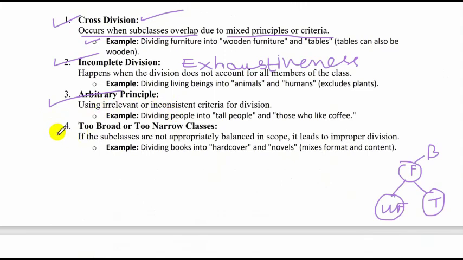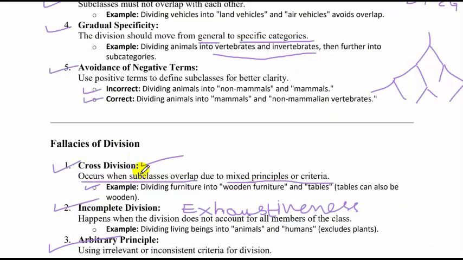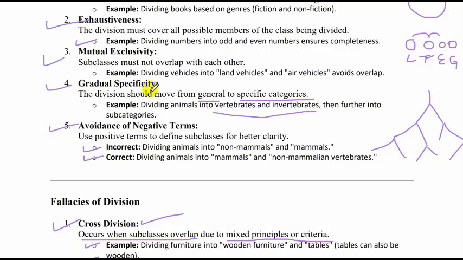Too broad or too narrow classes. If the subclasses are not appropriately balanced in scope, it leads to improper division. For example, dividing books into hardcover and novels. This mixes the format and the content. Now, which rule do the too broad and too narrow classes break? The rule of gradual specificity. That is, the division should move from general to specific categories.